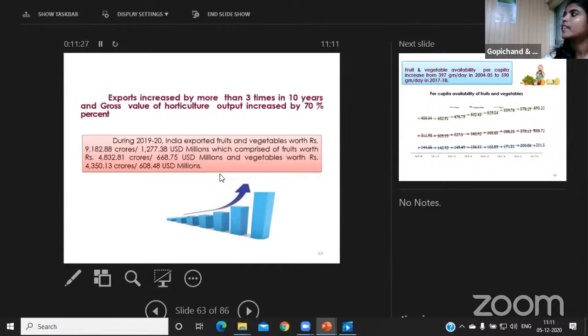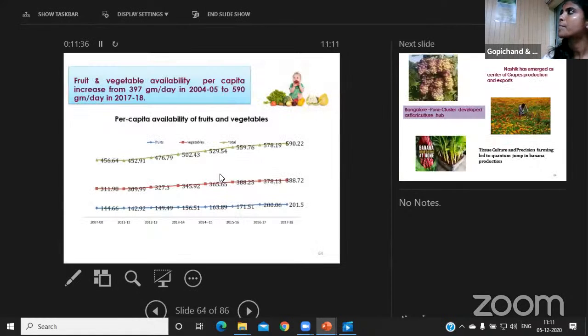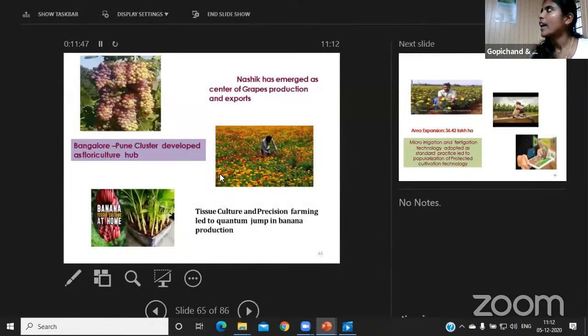During 2019-20, India exported fruits and vegetables worth approximately 9 crores, and fruit worth 4 crores. And per capita availability of fruits and vegetables has increased from 397 gram per day to 590 gram per day in 2017-18. And Nasik has emerged as a center of grapes production and exports. And Sayadri company is exporting a major portion of the grapes from India.